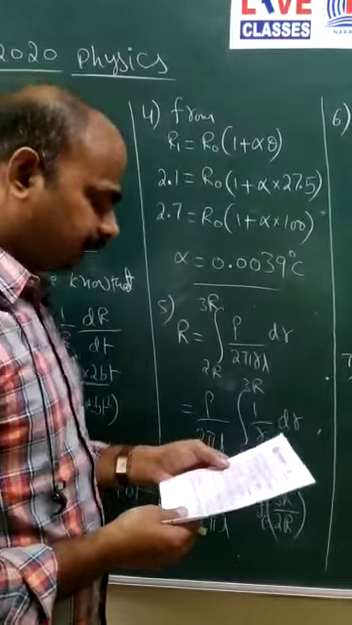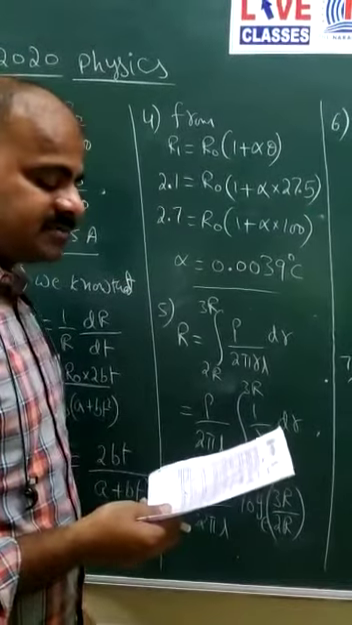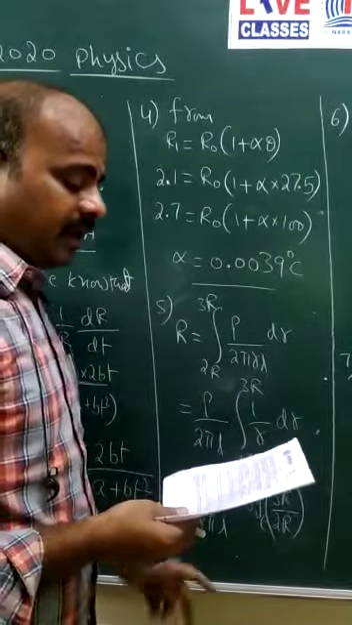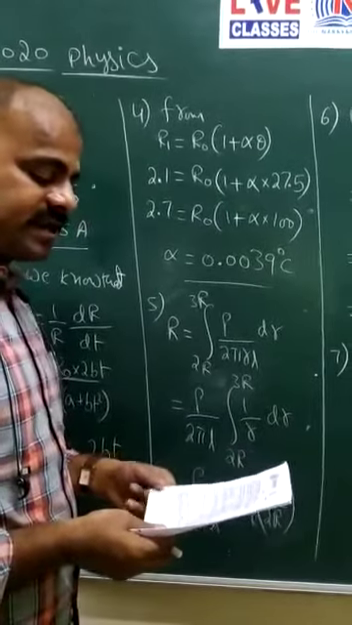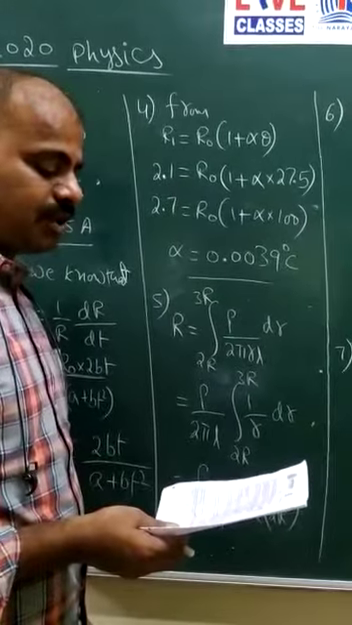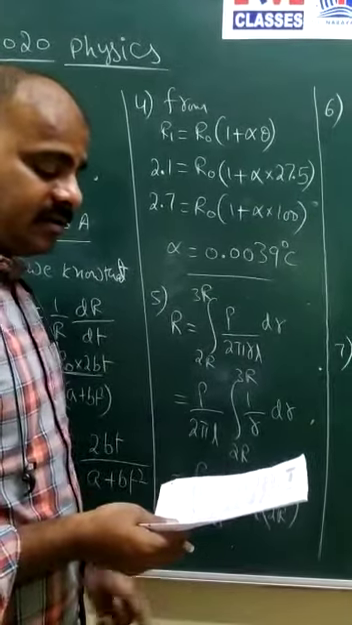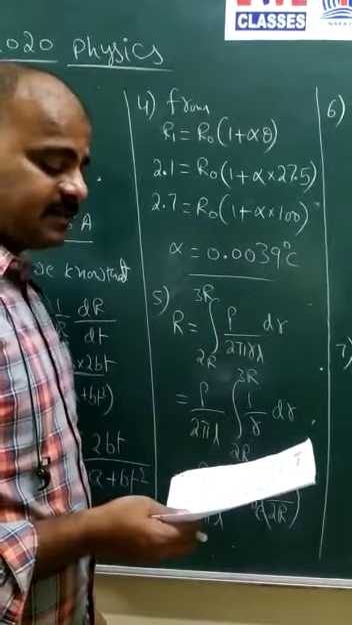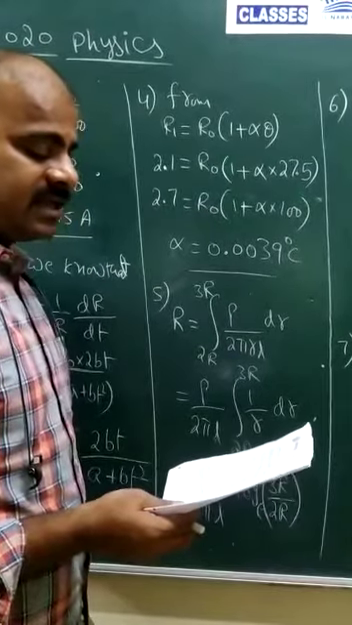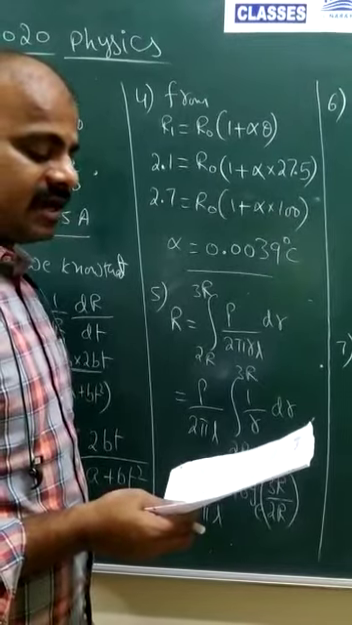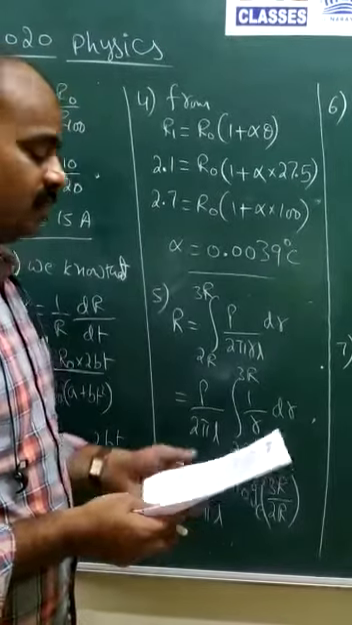question number 5. A hollow cylinder of specific resistance rho, inner radius 2r and outer radius 3r and length L is as shown in the figure. It is clearly specified in the diagram. What is the net resistance between the inner and outer surface?